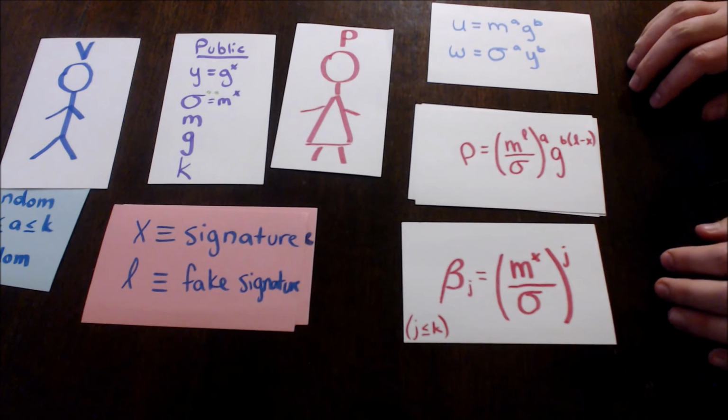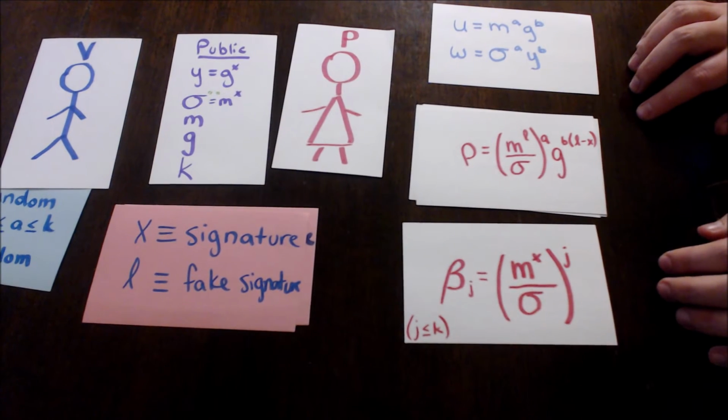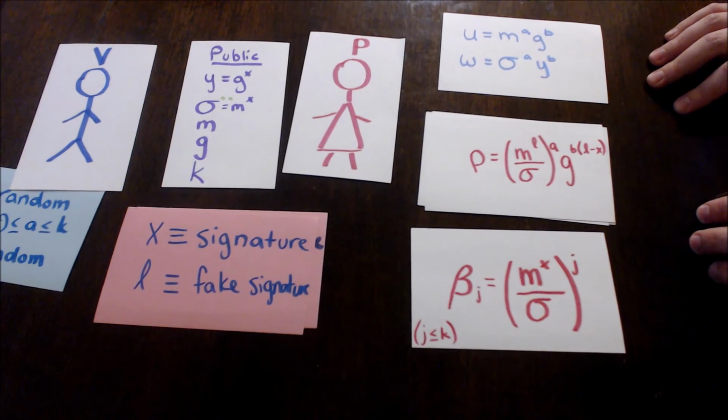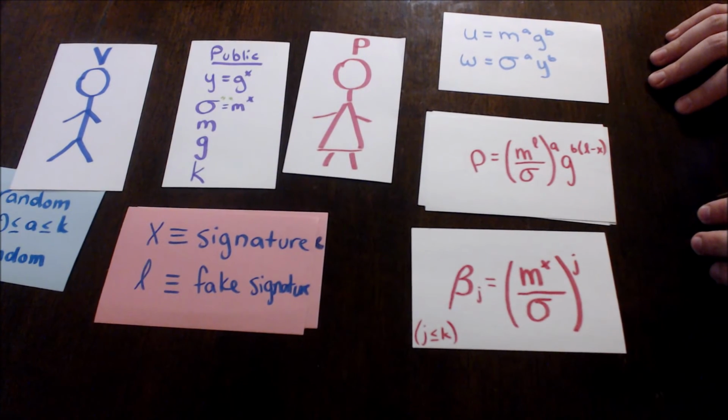So as a summary, if Patty lies, she cannot find a because rho and beta will never be equal. If Patty did sign the message and she was being honest, then rho would equal all of the betas, and therefore she cannot find what a is. She can only find what a is if she did not sign the message and Eve was lying.